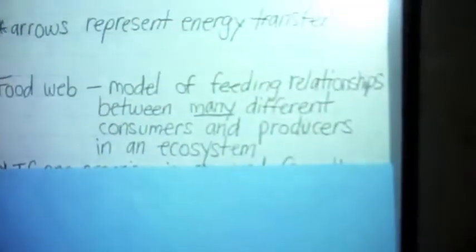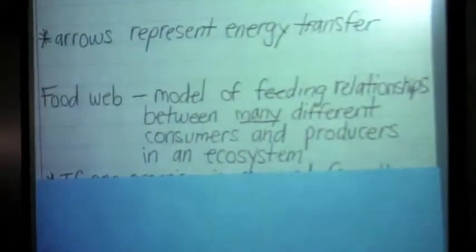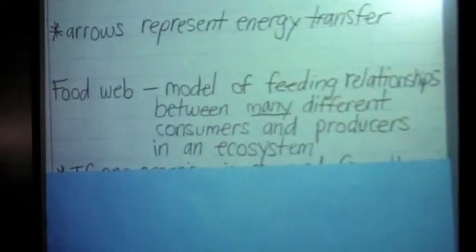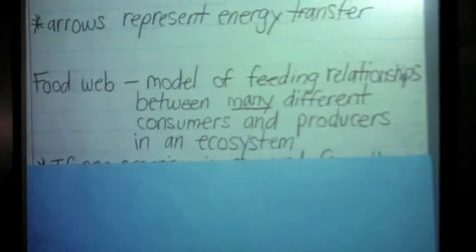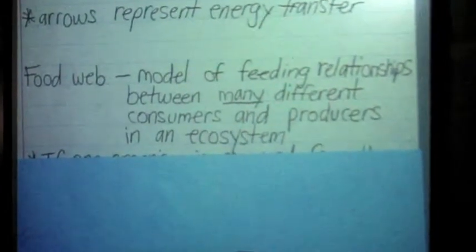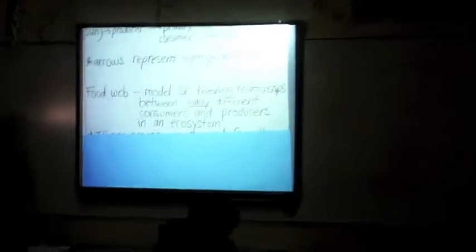So a food web, as we just read in the book, is a model of feeding relationships, kind of like a food chain, between many different consumers and producers in an ecosystem. So instead of one straight line, instead of one chain, like one producer, one primary consumer, one secondary, one tertiary, now we have many different ones, right? In an ecosystem.